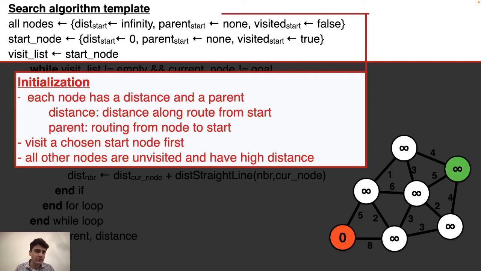After we've initialized all the nodes, we then update the specific start node. For the start node, we said that its distance would be set to 0. This is in the second line of the pseudocode. Its parent would be none, because it has no parent since it's the initial starting node. But it has been visited, since that's the initial node that will be visited as the algorithm begins to iterate. And then to finally initialize our visit list, we're going to initialize it simply with the start node. That will ensure that the start node is expanded or visited to start the algorithm, right?